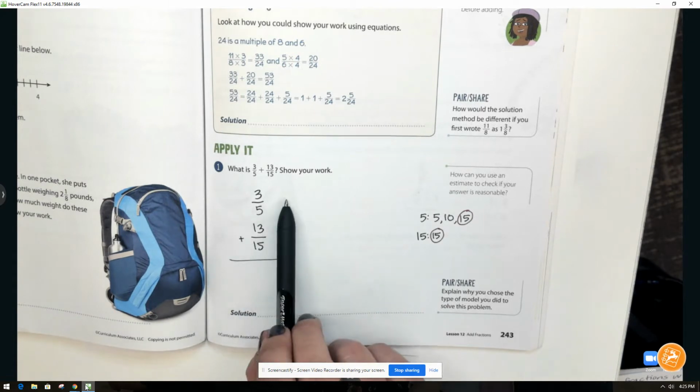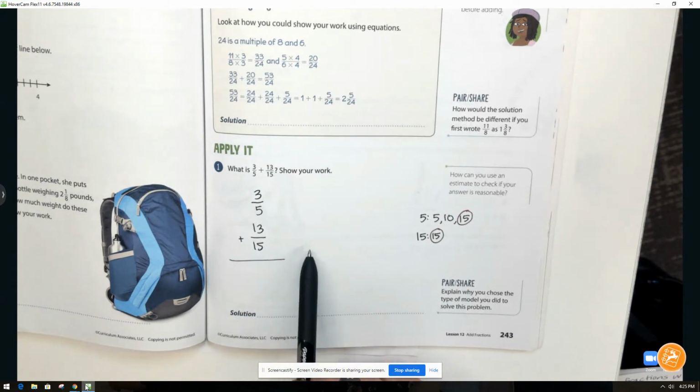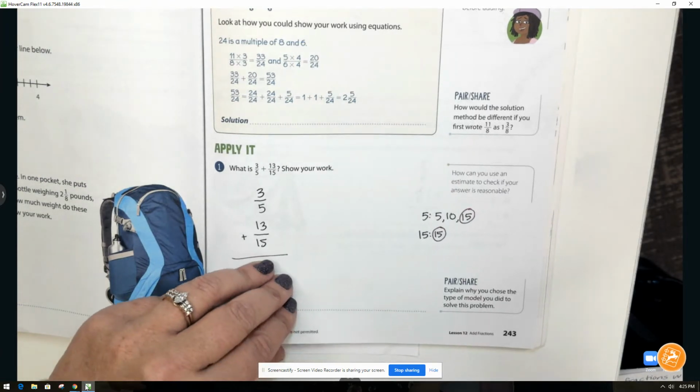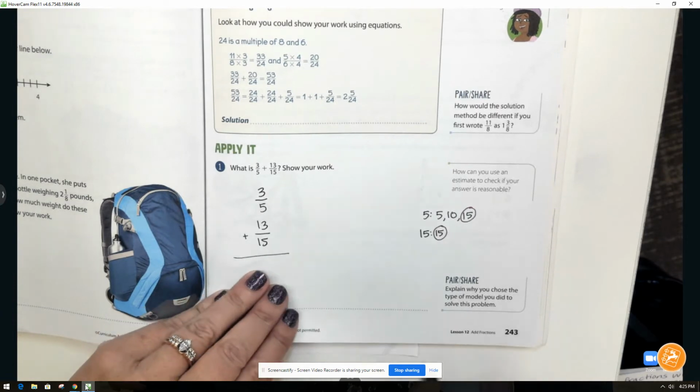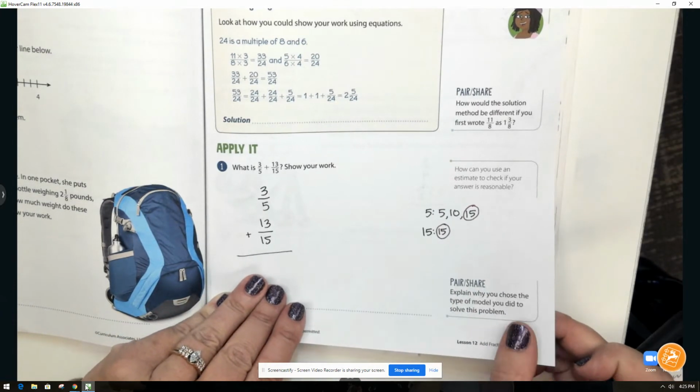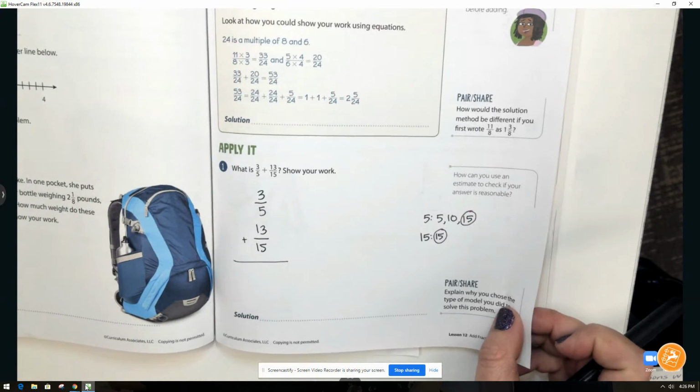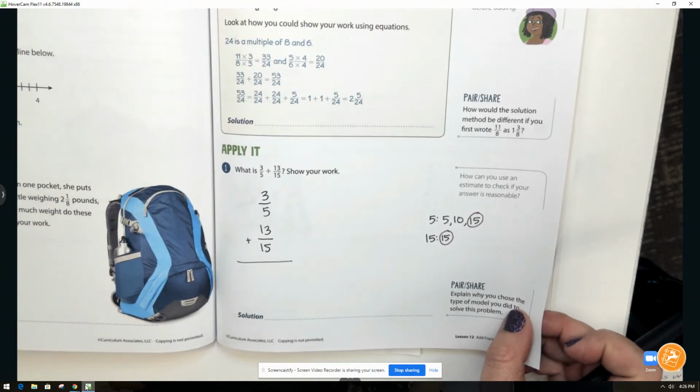So with that, go ahead and make your equivalent fractions and then add your equivalent fractions together to find your total answer. If your answer is an improper fraction, bonus points if you take that improper fraction and turn it into a mixed number.